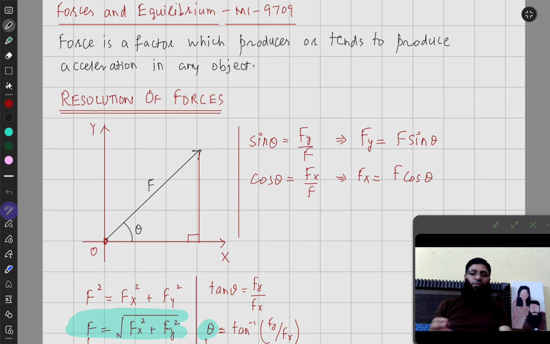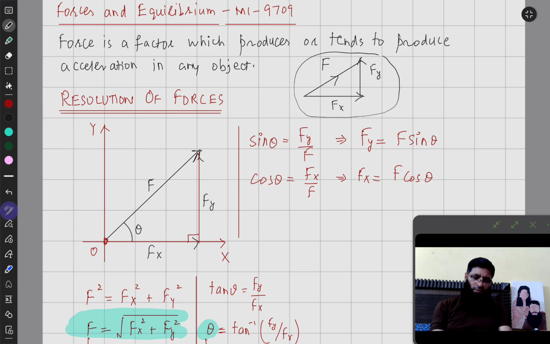You have done vectors in your O-level math. If you resolve this diagonal vector into these two vectors, this will be Fx, the horizontal vector. This will be Fy, the vertical vector, and this will be the resultant of these two vectors. You have seen this diagram in O level. Now, what are we supposed to do? We are supposed to find the horizontal and vertical part of this diagonal force.